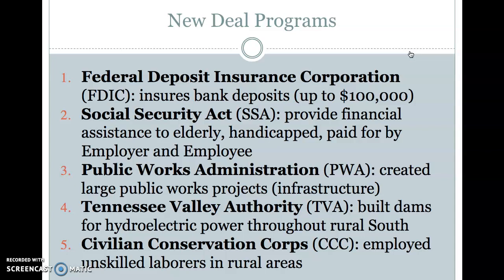The Public Works Administration, the PWA, created large public works projects and infrastructure: building highways, schools, and office buildings, putting up telephone poles, electric lines, all those kinds of things. The TVA, the Tennessee Valley Authority, built dams for hydroelectric power throughout the rural South. And then the Civilian Conservation Corps, the CCC, employed unskilled laborers in rural areas.